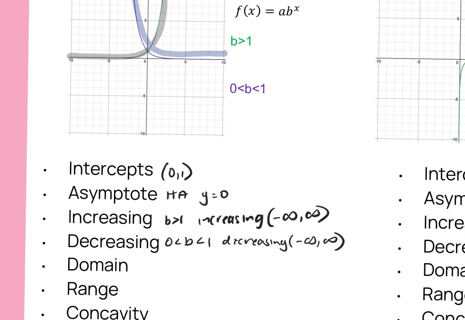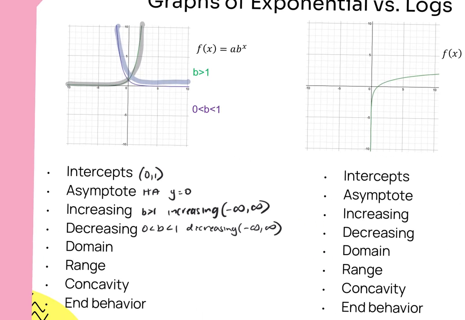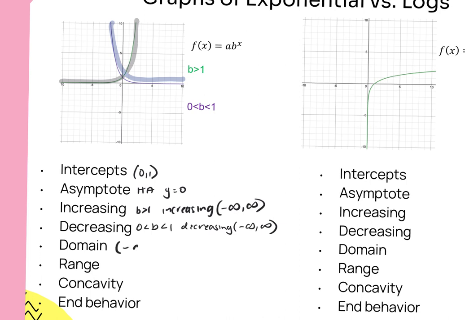The domain for these is what? Negative infinity to positive infinity. There's no restriction on domain for an exponential function. The range on these is what? 0 to positive infinity, and that goes for both of them.